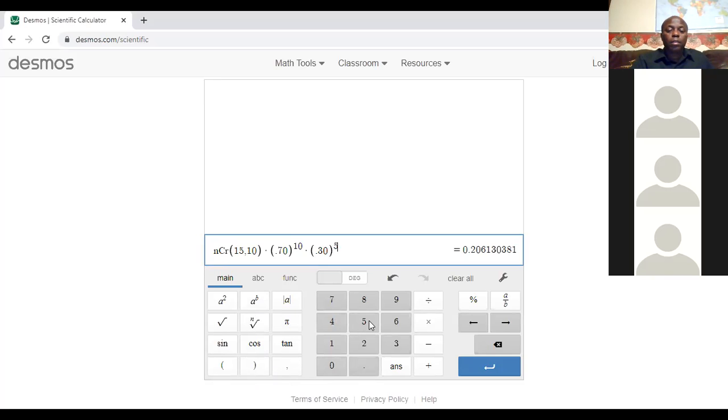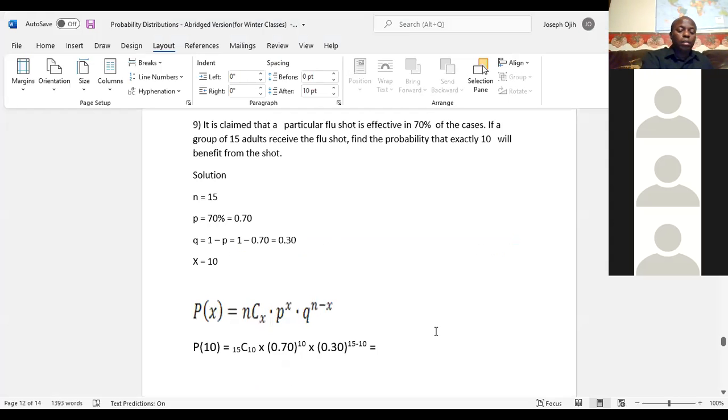Where is 5 coming from? What? I get it. 0.2061. See? 0.2061. Now, that's the answer.